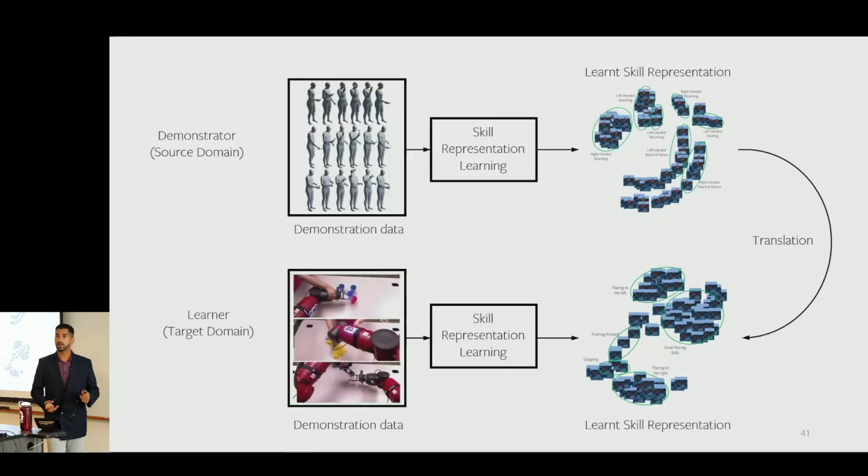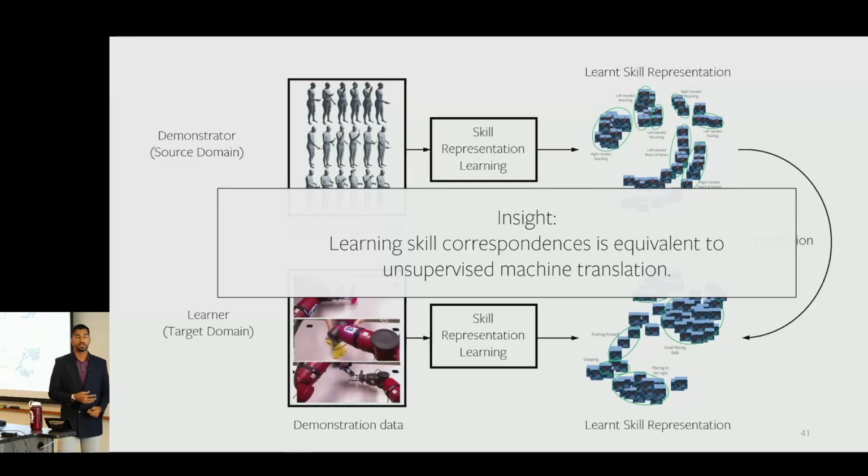Now, if you take a second to look at this problem setting, there's unlabeled, unsegmented demonstration data in your source domain and your target domain, and some learned representation in your source and target domains that you're trying to learn a translation function across. This is actually very reminiscent of the unsupervised machine translation problem, where you have unlabeled, unsegmented corpora of text in your source and target languages, and you're trying to translate across some word or phrase representation. So we make this insight that learning skill correspondences is equivalent to the unsupervised machine translation problem. And this is really neat because it affords us the ability to use all of the machinery that unsupervised machine translation uses to solve our skill correspondence problem.